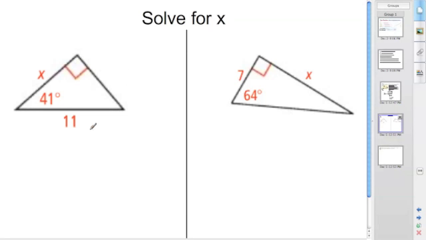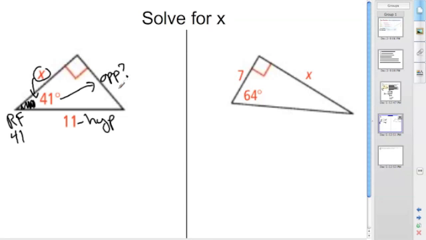First step, label our hypotenuse. There's the hypotenuse. Second step, know our reference angle. Reference angle is the degree that's not 90 degrees. So our reference angle is 41. Now we need to relate our variable. How does x relate to 41? It's not opposite. Opposite is over here. There's nothing over here. So this is adjacent.